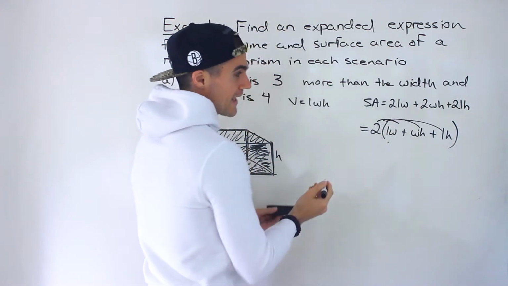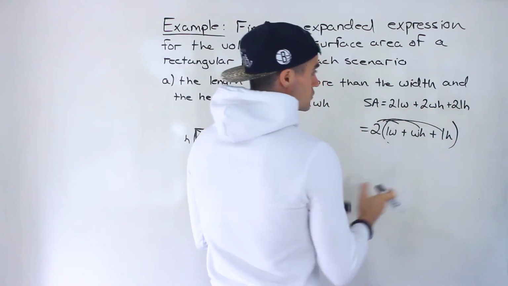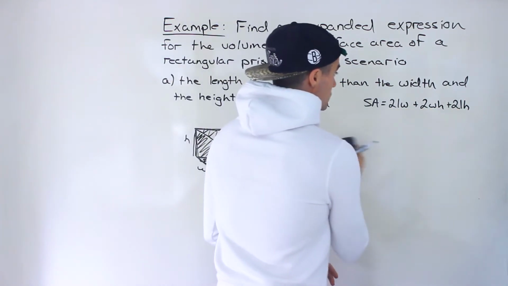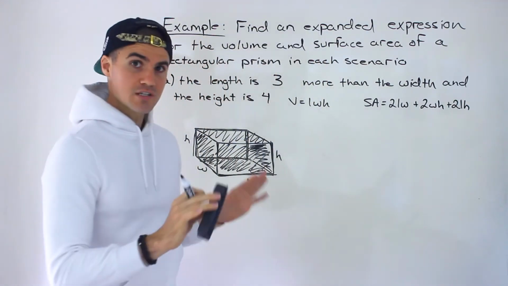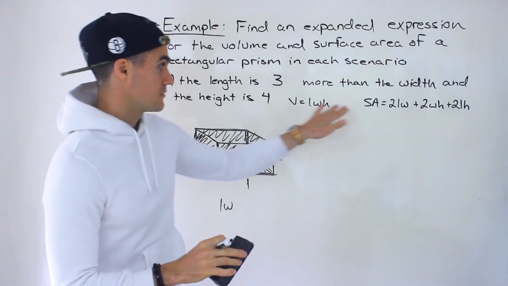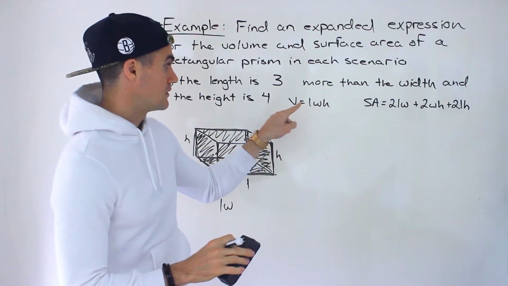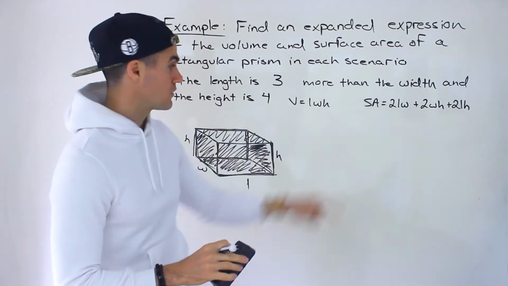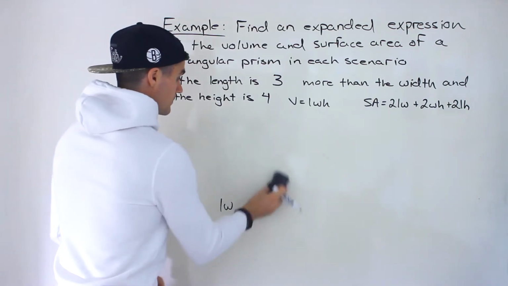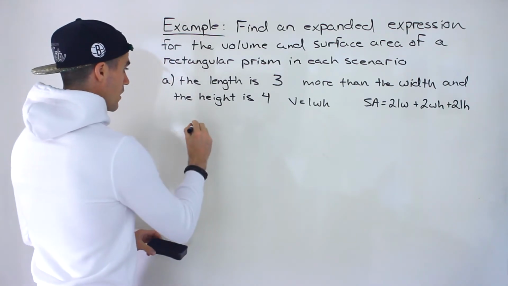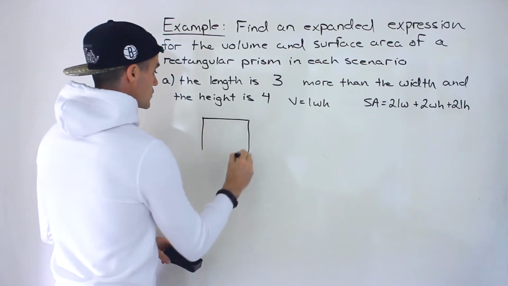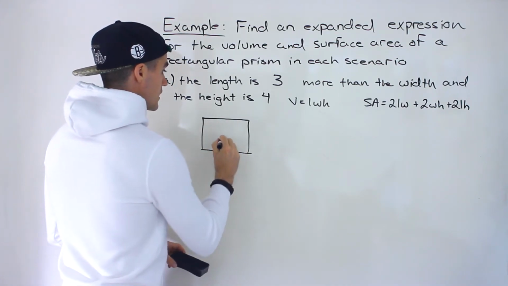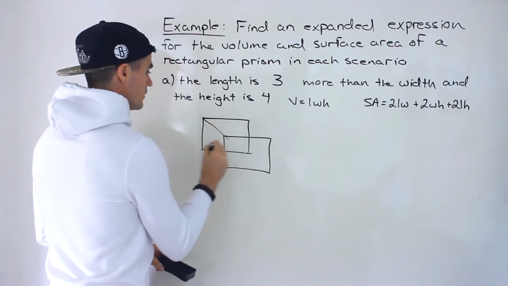So since we're going to do that anyway, I'm just going to leave the 2 with all of those expressions, right? So just in general, a rectangular prism, that's the formula for the volume, that's the formula for the surface area. So that's what we're going to be using. So let's start off with the first scenario. So let me draw a diagram again over here.